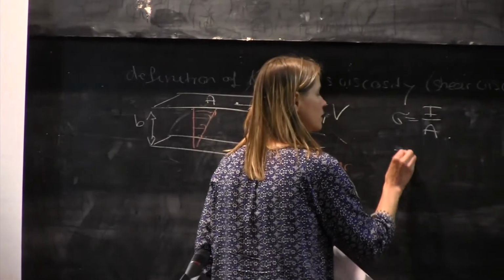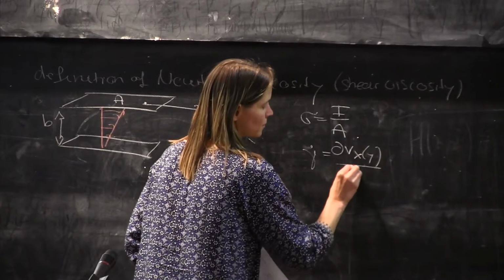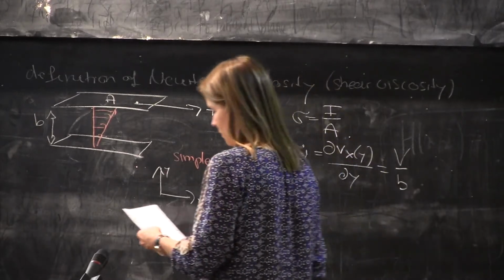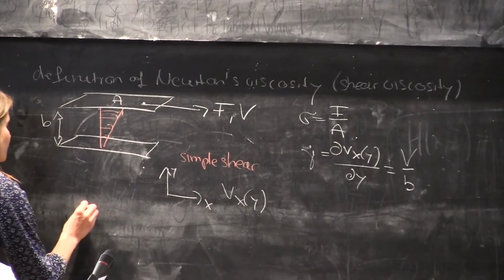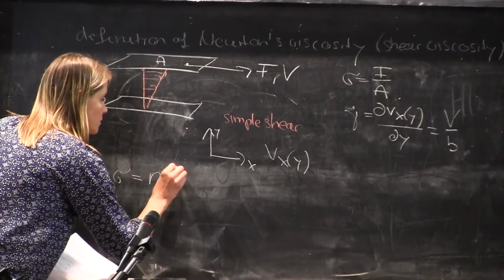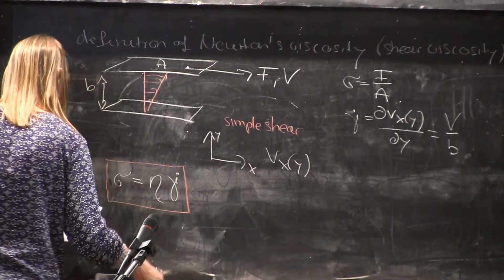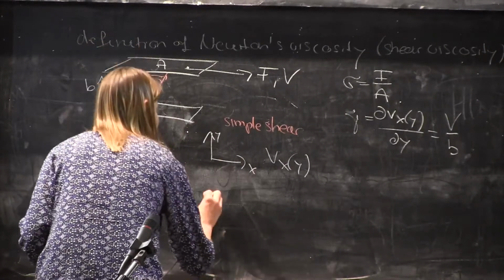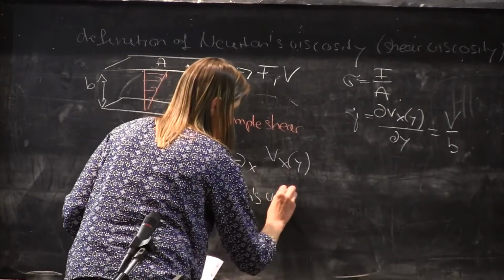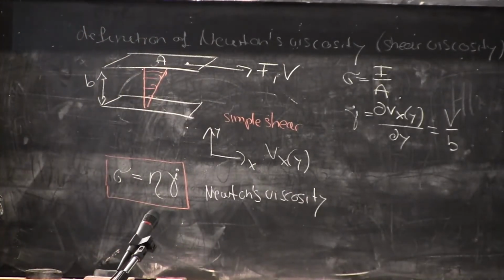So this is called the shear rate, which is the derivative of the velocity with respect to y, or in the simple situation is just the velocity divided by the gap width. So this gives us the definition of the Newtonian viscosity, that the shear stress is the viscosity times the shear rate. So this is Newton's viscosity. And the viscosity in this case is a constant.